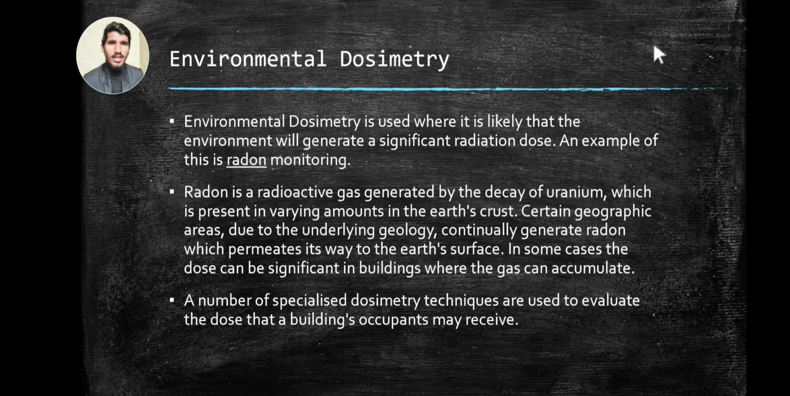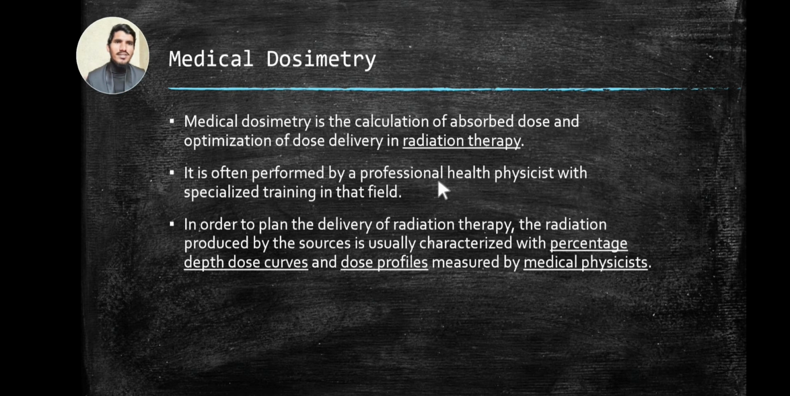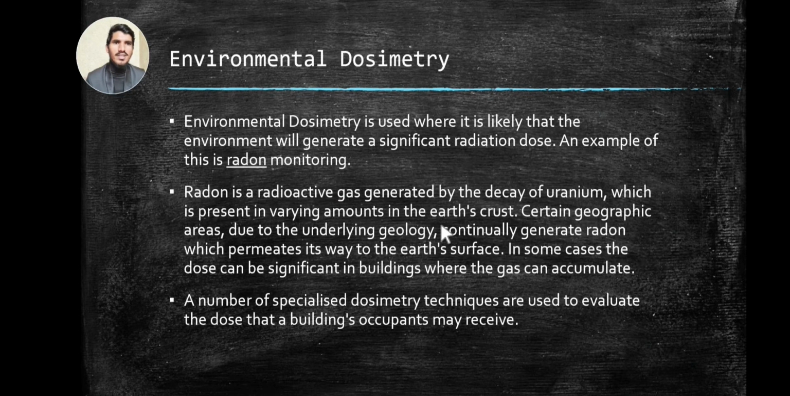As you know, uranium is a radioactive substance. Radon is a gas generated by the decay of uranium, and it is present in varying amounts in the earth's crust. Certain geographic areas, due to underlying geology, continually generate radon gas, which permeates its way to the earth's surface and comes out onto the surface. Then it can be the cause of radiation.